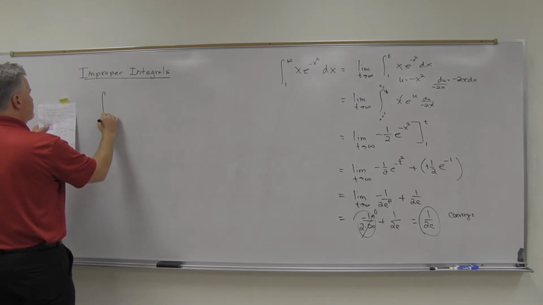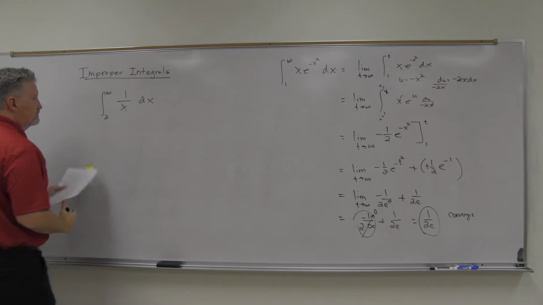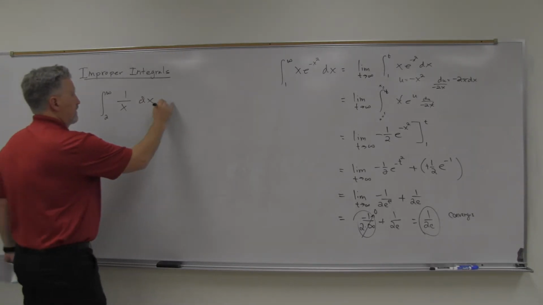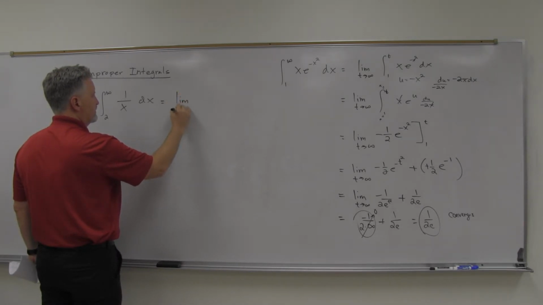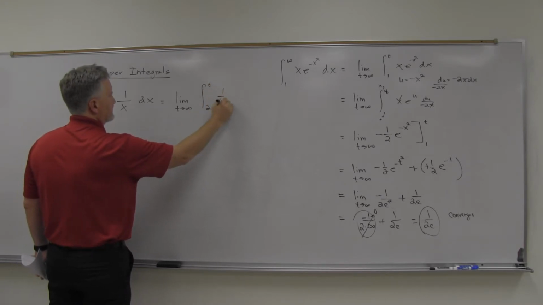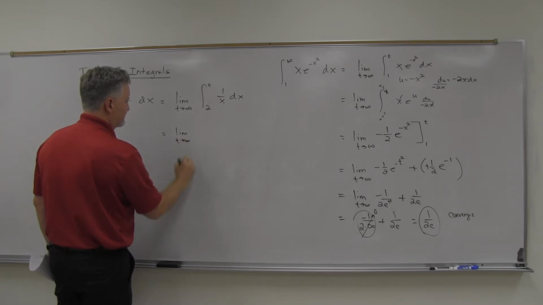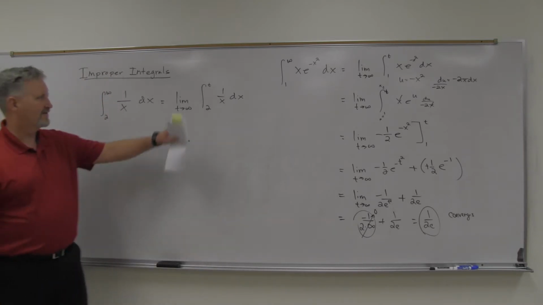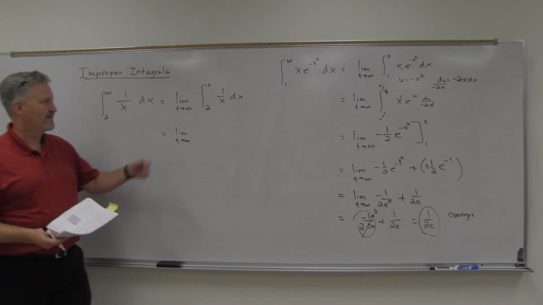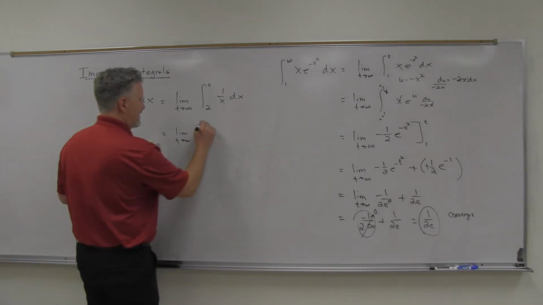What about the integral from 2 to infinity of 1 over x dx? All right, so we'll do our limit as t goes to infinity again. So it'll be the integral from 2 to t now of 1 over x dx. Well, we like when we come across those integrals, I mean, if we know them. That's an easy integral, right? 1 over x. What is it? Ln absolute value of x, okay.